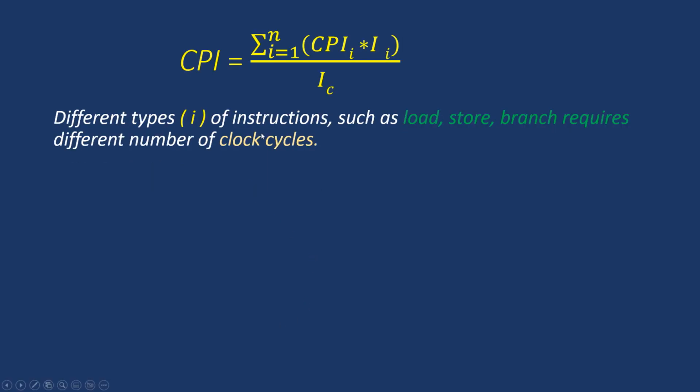Here is more detail on how to define the type. Type means the different types of instructions, such as load, store, branch, which require different numbers of clock cycles. For example, a Boolean logic operation is much faster than a load that accesses memory. So the different types of instructions have different numbers of clock cycles. That is why we need to separate them by type.